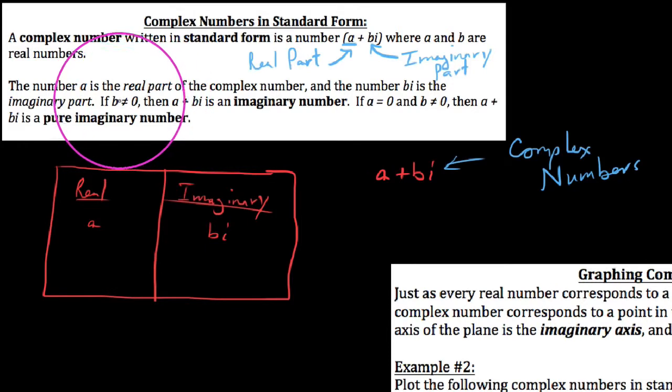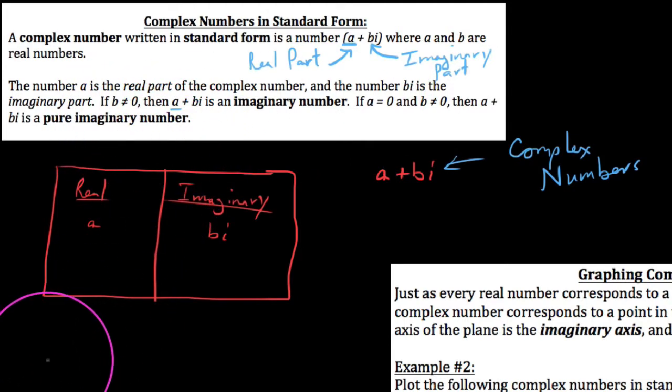If b doesn't equal 0, then a plus bi is an imaginary number. Actually, what I mean to say, I apologize: if b doesn't equal 0, then we say this is an imaginary number. But if a does equal 0 and b doesn't equal 0, then a plus bi is a purely imaginary number.